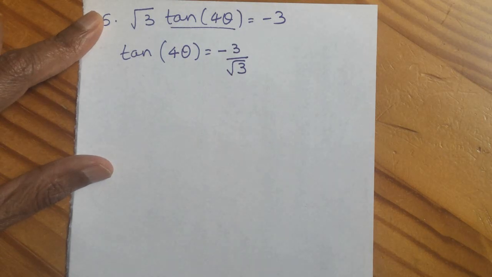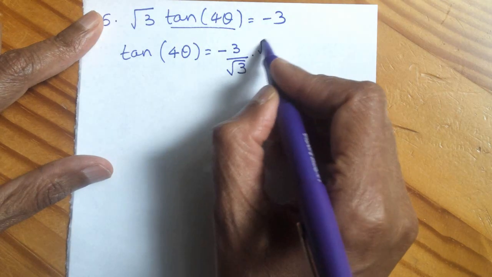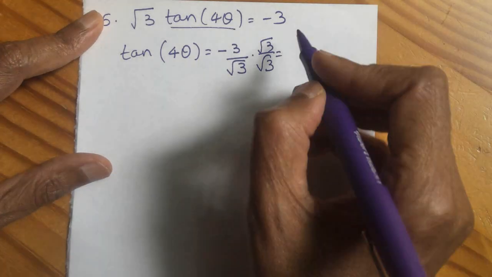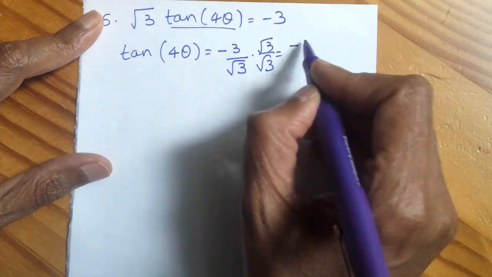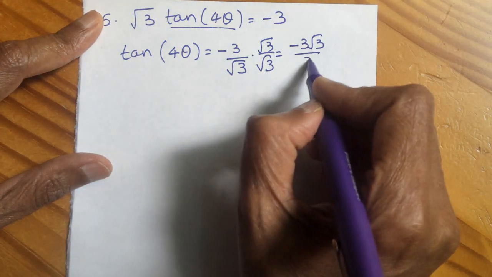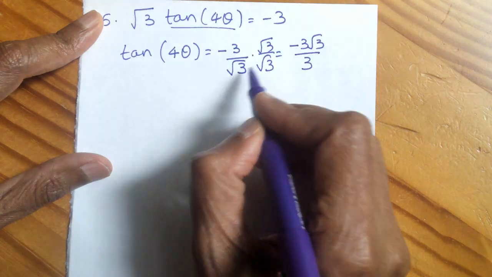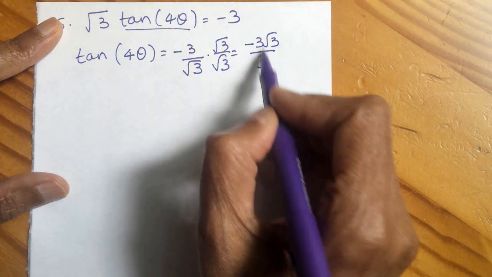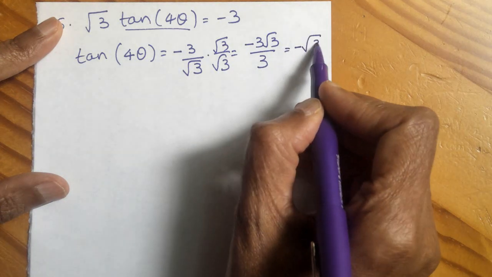But then I have square root of 3 in the denominator. That means I multiply top and bottom with square root of 3, because on my unit circle, whatever values I have, it's rationalized. So this is -3 square root of 3, right? Everybody got the numerator, and the denominator is just 3, because square root of 3 times square root of 3 is just 3. And then you can see things getting cancelled out. So it's just negative square root of 3.